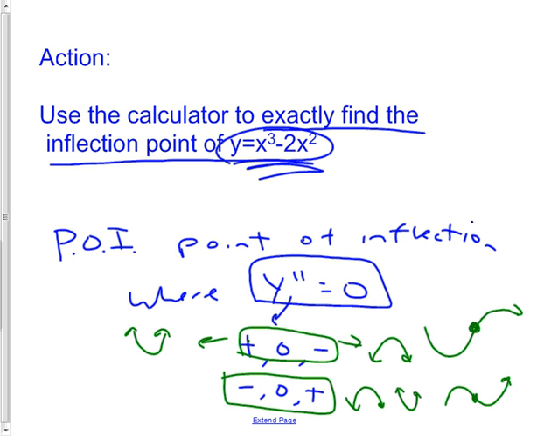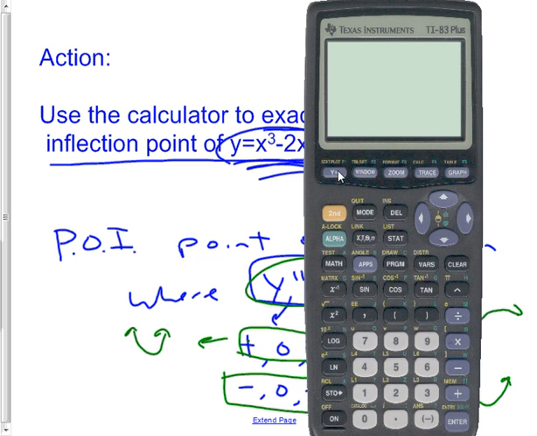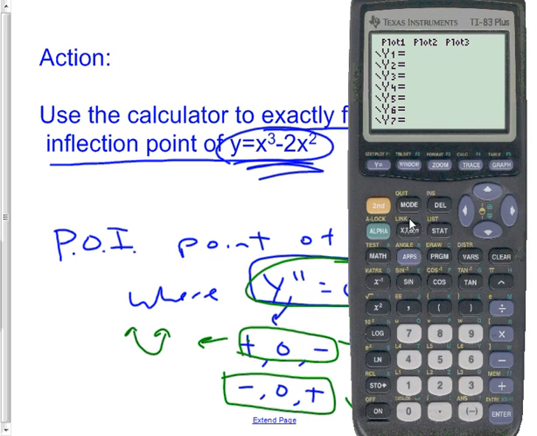So to answer this question, what I need to find is where the second derivative equals 0, and then just make sure that around that point, to the left and to the right, it changes sign from either positive to negative or negative to positive. So if I drop my calculator and I put in my function, x cubed minus 2x squared, and then I'm going to put the derivative function and the second derivative function in here.